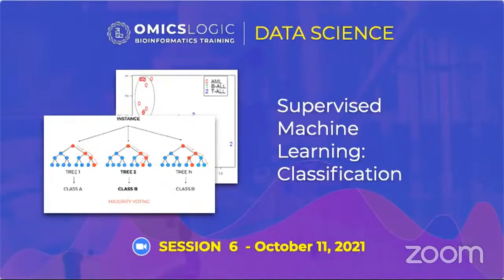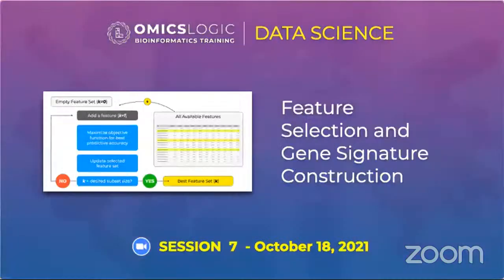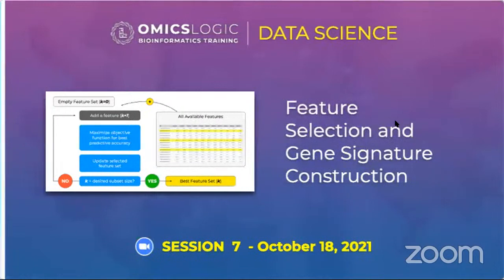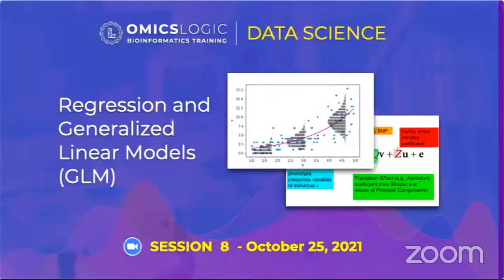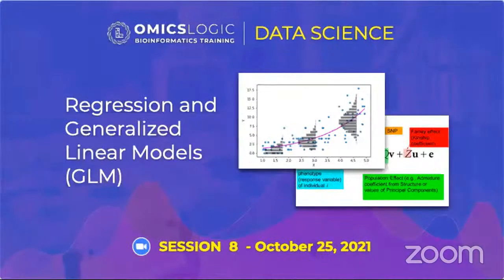In this session, we will be learning about how we train an algorithm to find and use patterns that we think are meaningful. In the seventh session, we will learn about feature selection and gene signature construction. And after that, in the next session, we will be using regression and generalized linear models to understand relationships in data by finding associations between a pattern and influence.